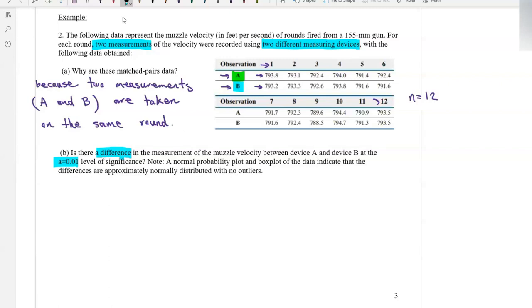Okay, we're not going to work on the box plot, but if you try to enter all these data and find the 5-number summary and graph the box plot, you can clearly see that we do not have outliers. So the normal probability plot and box plot of the data indicate that the differences are approximately normally distributed with no outliers. So this part is given. We know that this is a normal distribution and we do not have outliers.